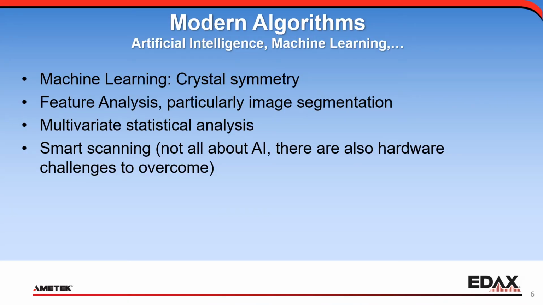So let's first talk about some of the more modern computer algorithms. I'll start with some machine learning examples within the realm of crystal symmetry, and then move on to feature analysis, including multivariate statistical analysis, and how that leads then into smart scanning. And in terms of smart scanning ideas, it's not all about algorithms. There's also hardware challenges we'll have to overcome to implement some of those smart scanning ideas.